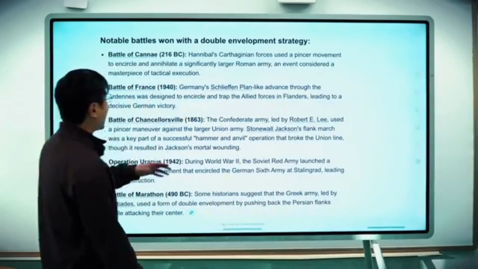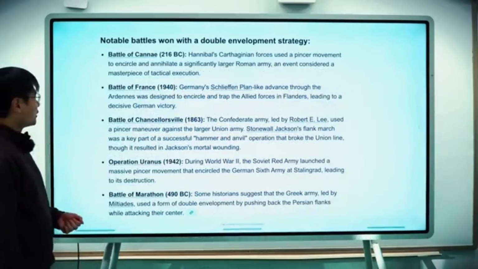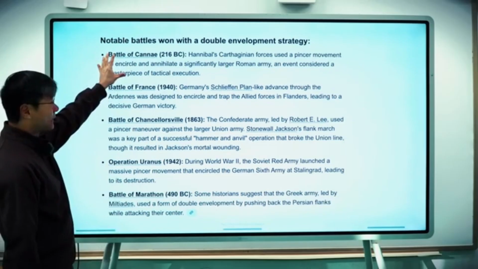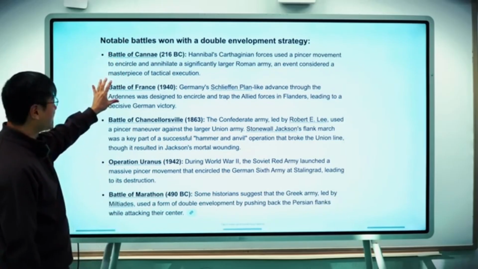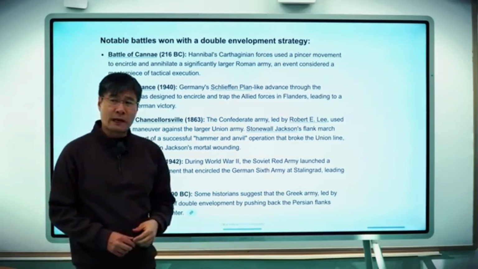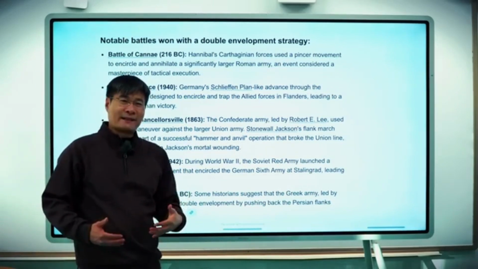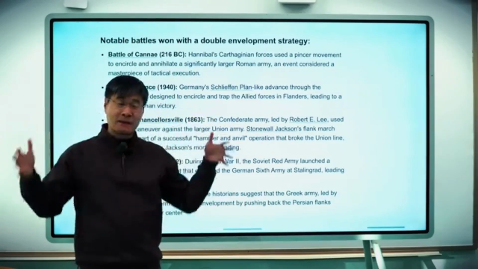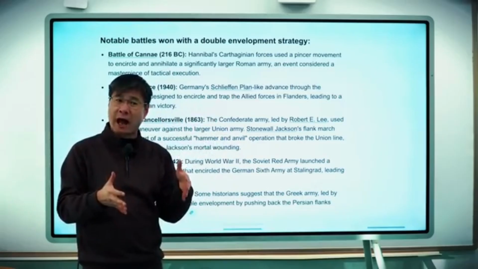In fact, if you ask ChatGPT which battles have used double envelopment strategy, basically you have the Battle of Cannae, okay, we have that, but the next one is 1940 in World War II. Now, the difference, of course, is that by the time you hit the 1940s, you have machine guns, you have tanks. So you can surround and destroy your enemy, but not in ancient times, okay?